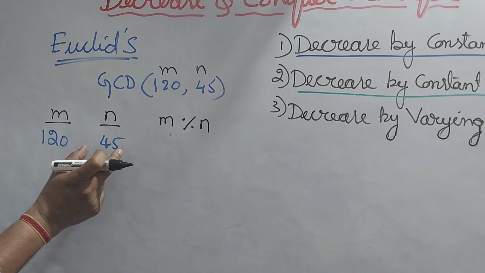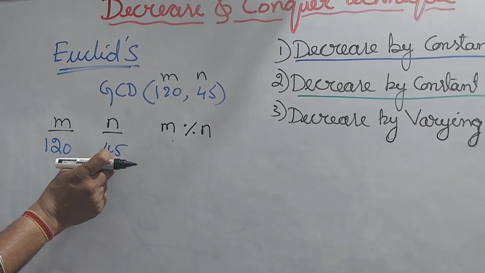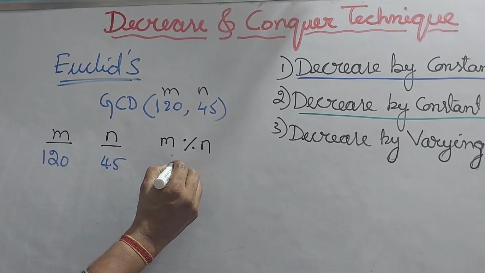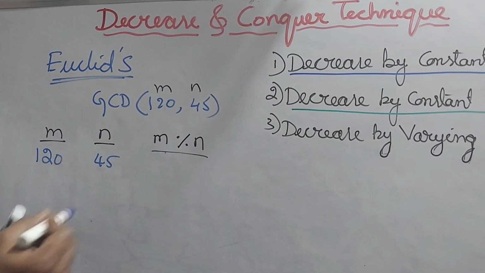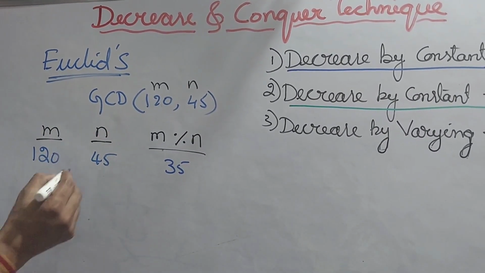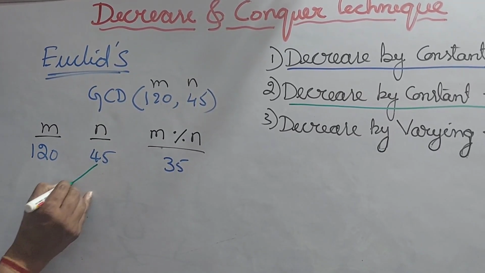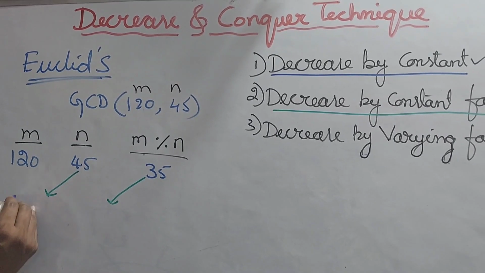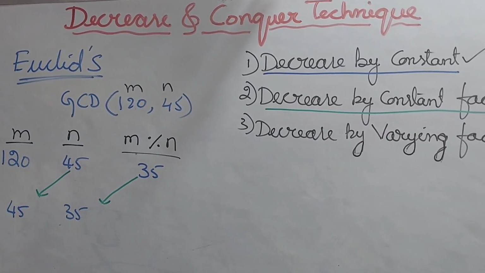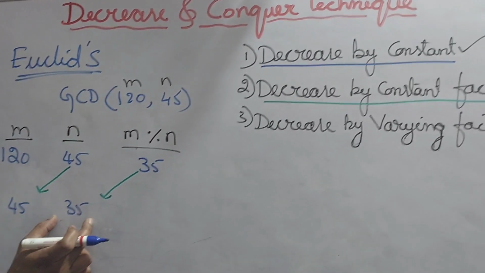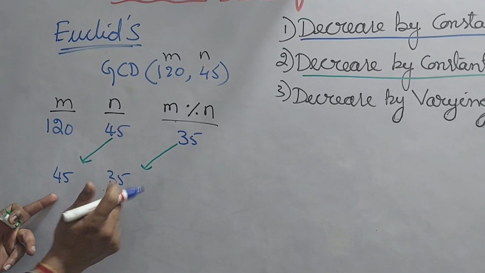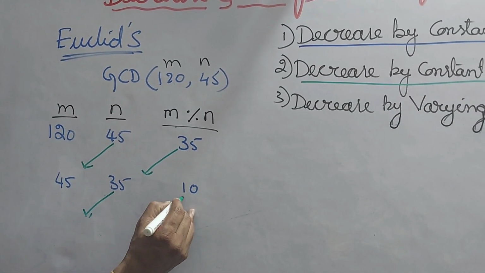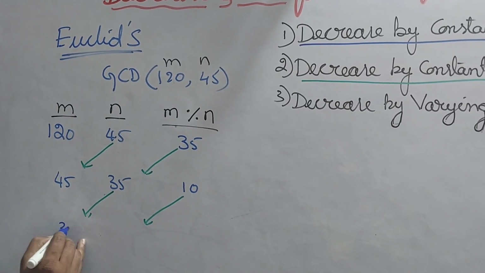Now, is n value 0? No. So divide m by n and take the remainder. 45 times 2 is 90, so 120 minus 90 means 30... the remainder is 35 as stated. Next, we move n value to m and the remainder value to n. So now I have m is 45 and n is 35. Again check: n value 0? No. Divide m by n and the remainder is 10. Move n value to m and the remainder to n. Now I have 35 and 10.